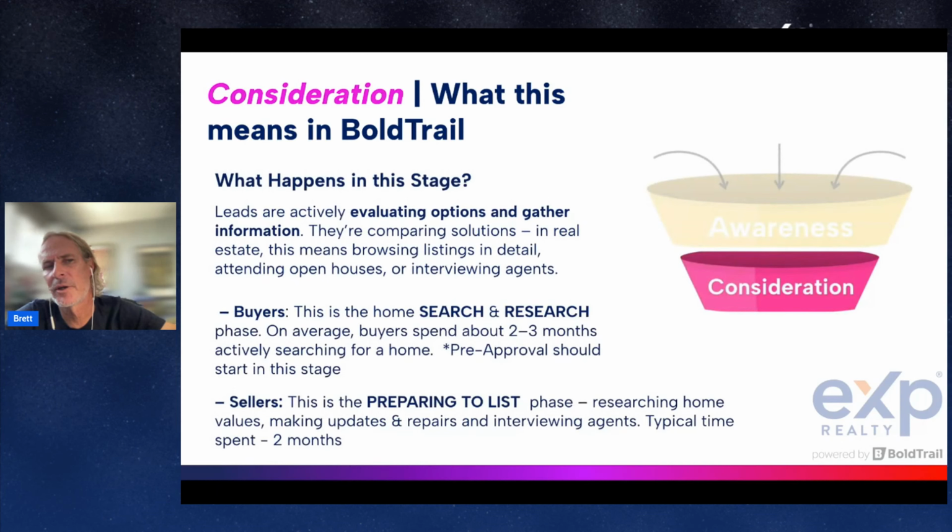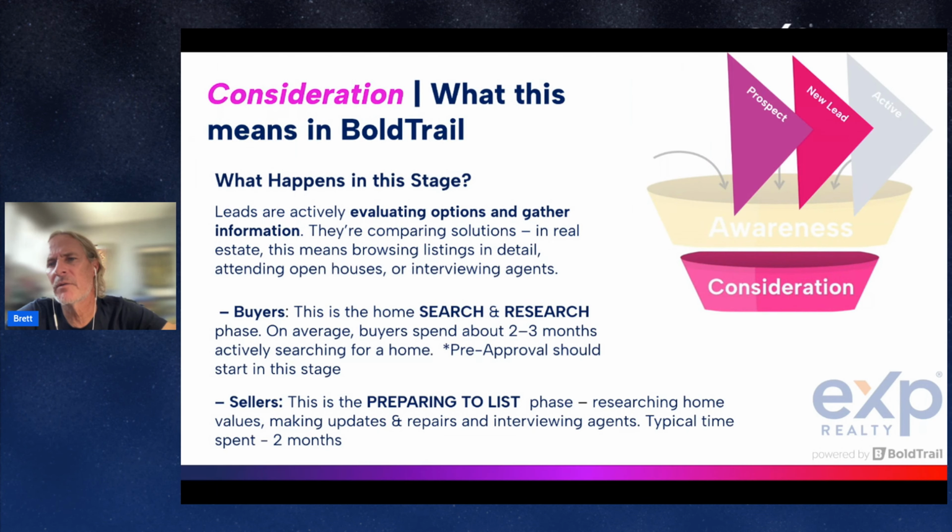Now I'm thinking about you. The stages that we're going to consider in the platform are prospect, new lead, and active. Yeah, there's going to be some overlap, sure. Should I work with this person? I'm reading some reviews. That's the reality. Maybe I'm reading some blogs, looking at your website. Look at some of those stats.